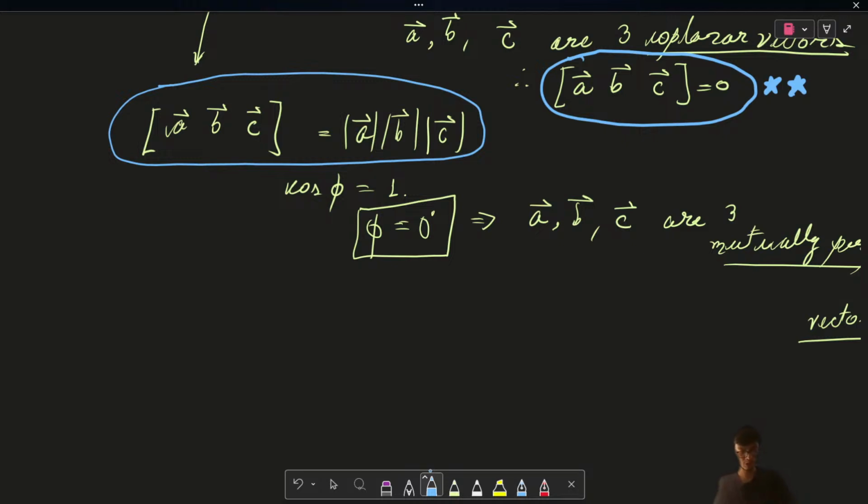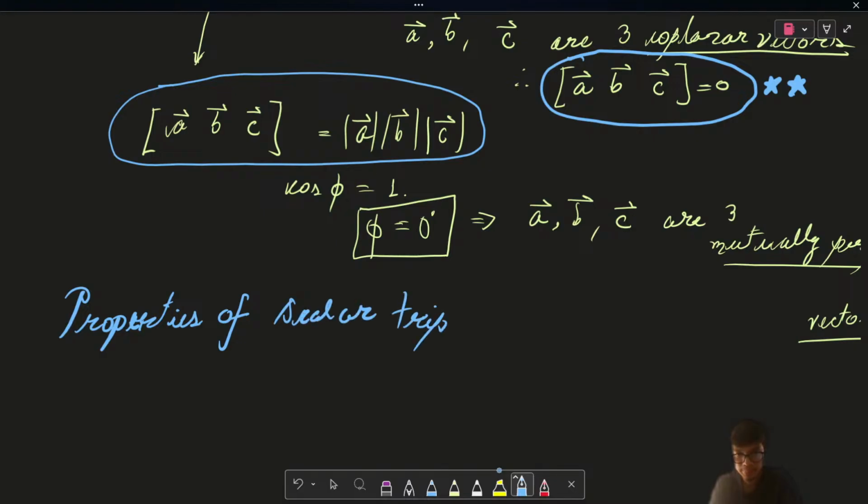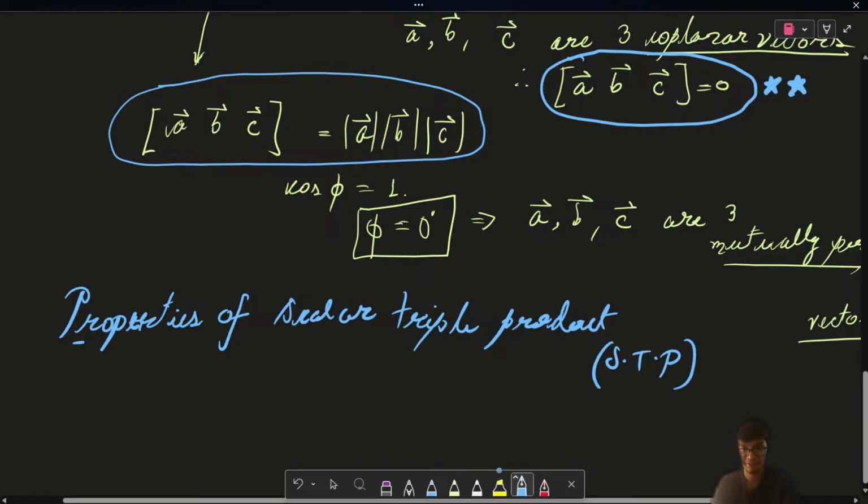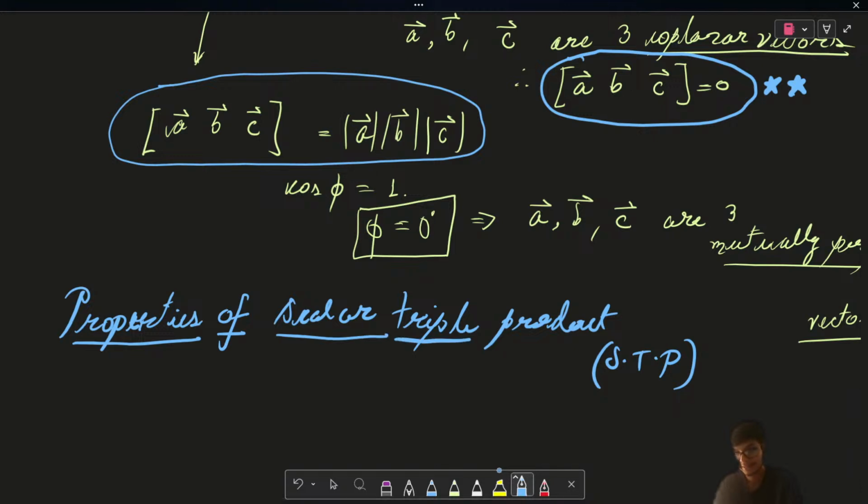Right. Now let us try to also decode the properties of the scalar triple product. So let's try to understand the properties of scalar triple product, which I can in short write as STP. STP also denotes scalar triple product. It is different from what you have studied in chemistry. In chemistry, STP denotes standard temperature and pressure, whereas STP in maths denotes scalar triple product. I hope this part is clear.